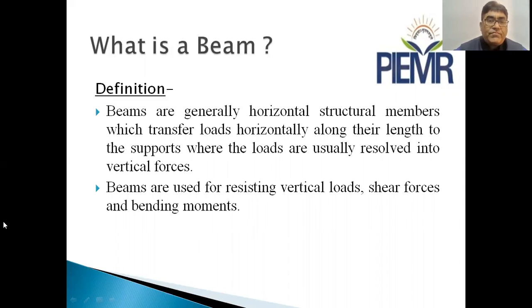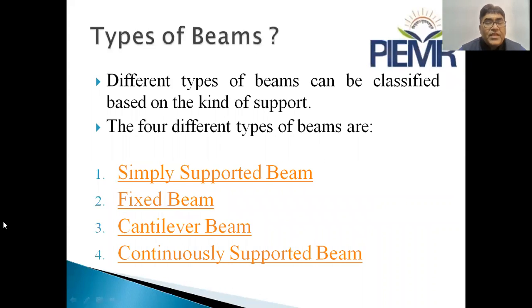So, what is a beam? There may be many definitions, but one exact definition may be: beams are generally horizontal structural members which transfer loads horizontally along their length to the supports, where the loads are usually resolved into vertical forces. What is the use of the beam? Why are beams required? Beams are used for resisting vertical loads coming on them, and to find the shear force and bending moments arising due to the loads on the beam.